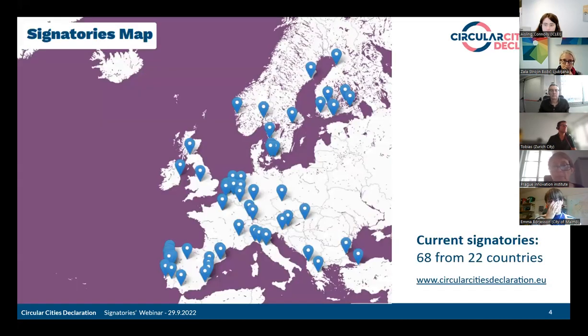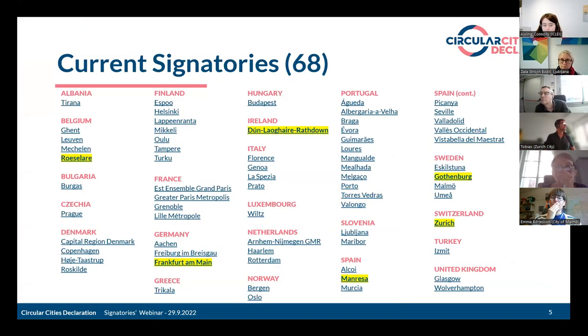Just very quickly, I'd like to give you an update on the Circular Cities Declaration itself and where we are with this. Overall, we now have 68 signatories of the declaration, many of those who are here today, covering 22 different countries right across Europe. So we have an excellent spread of signatories now within the community. Here's the full list.